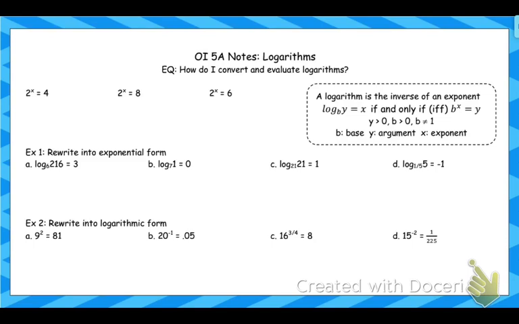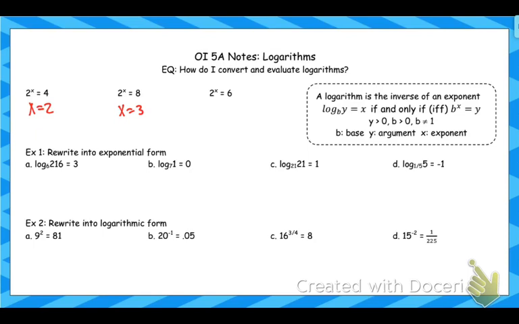So the reason we need logs is, let's say we're trying to find an exponent. All right, let's look at this first one. 2 to the x equals 4. Well, I can figure out pretty easily that x is 2. All right, 2 to the x equals 8. I can figure out pretty easily that x is 3, because 2 to the third power, 2 times 2 times 2, is 8. The problem is if I have something like 2 to the x equals 6.